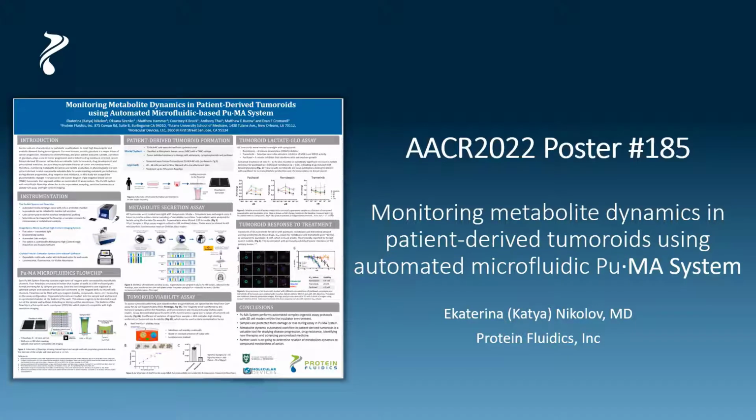We'll talk about this study we've done in monitoring metabolite dynamics in patient-derived tumoroids using the automated microfluidic Pu.MA system. Monitoring metabolite dynamics in physiologically relevant patient-derived models can provide valuable data for understanding metabolic perturbation during disease progression, drug response, and resistance. In this study, we assayed the glucometabolic changes in response to anti-cancer drugs in triple-negative breast cancer tumoroids. We demonstrate here a novel approach that utilizes an automated 3D assay Pu.MA system.